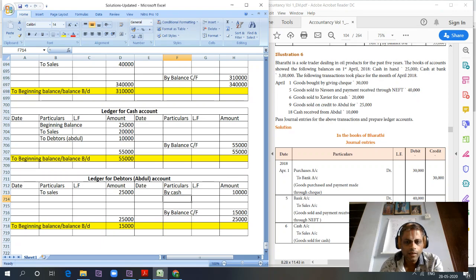You can see here the balance carried forward, because we have 25,000 and we have received only 10,000 from Abdul. Sundry debtors being a personal account, we have the balance carried forward, the beginning balance transferred to the next period, 15,000 rupees. It means that we are still yet to recover another 15,000 rupees from Abdul.